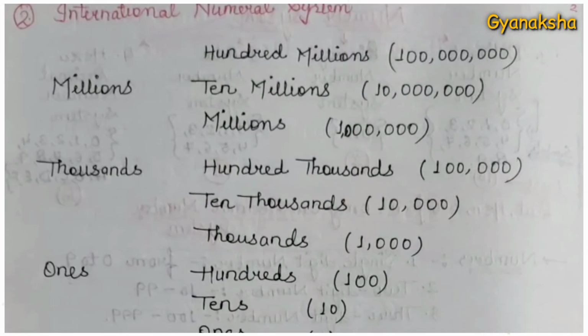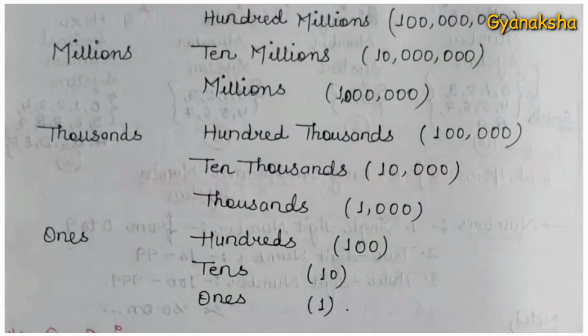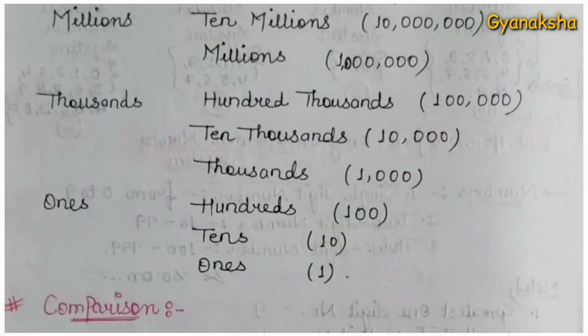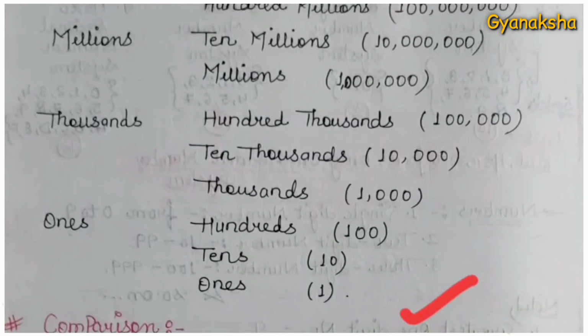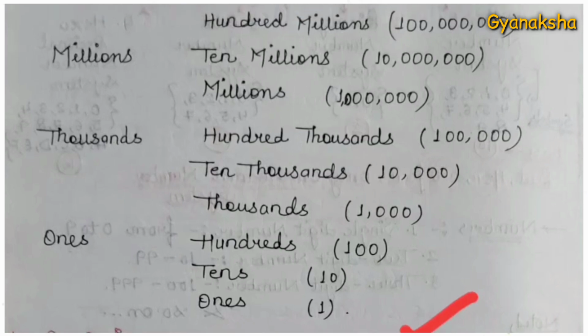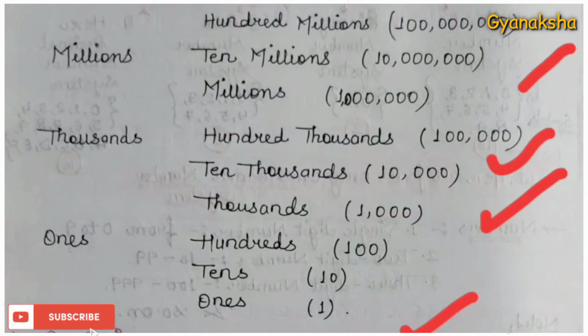In the international numeral system, we start from ones, tens, 100, just like the Indian system. Then there is a 1000 series, 1000, 10,000, 100,000. Then there is a series of million, 10 million, 100 million, and so on. You can see 100,000 is equal to 1 lakh. Just see here, 100,000 contains 5 zeros.